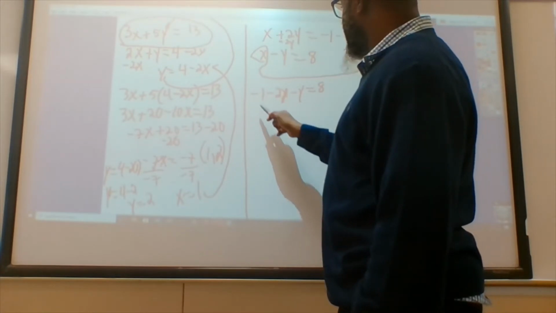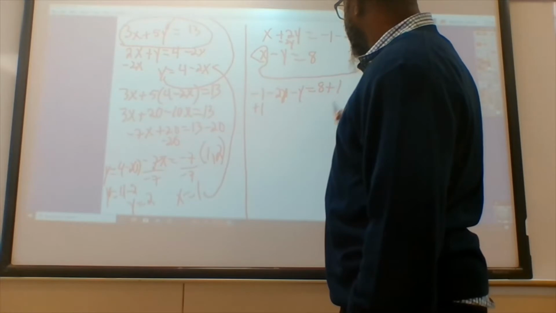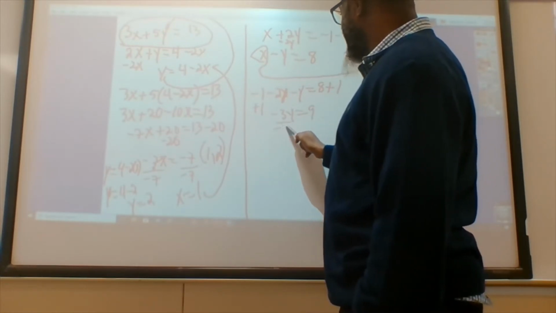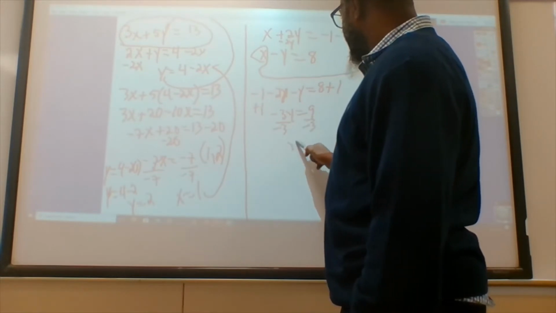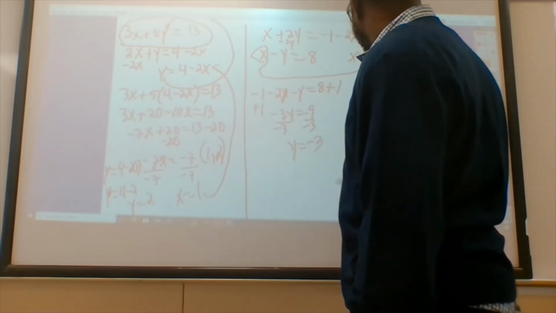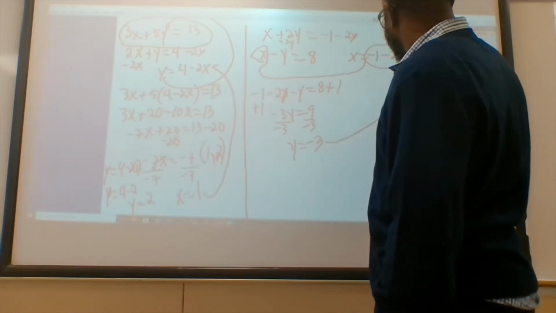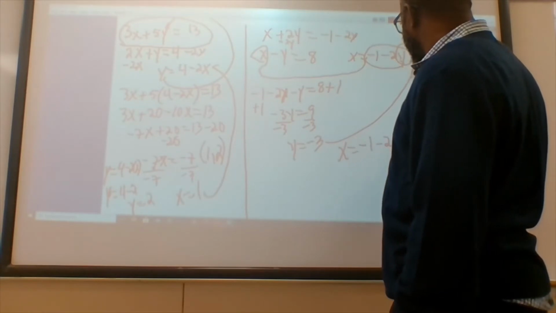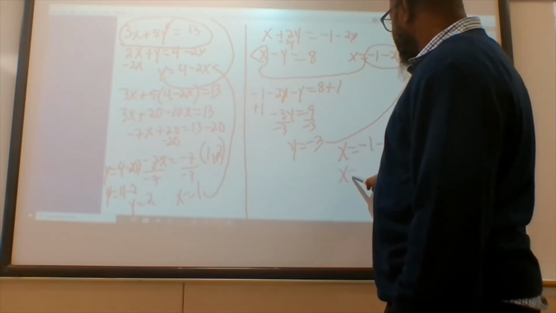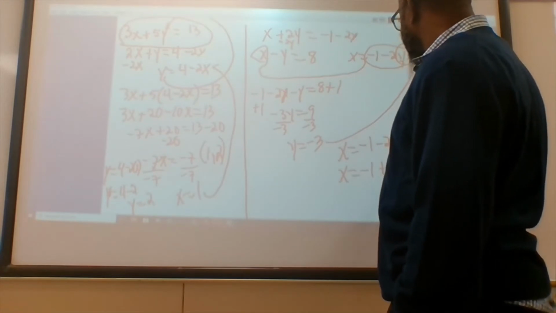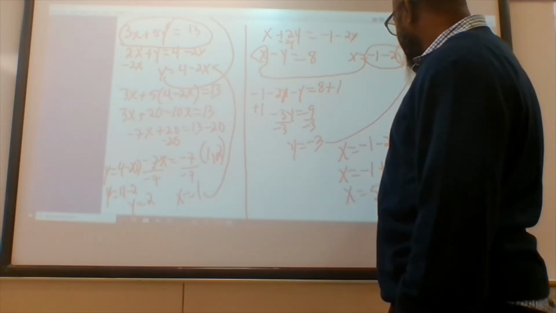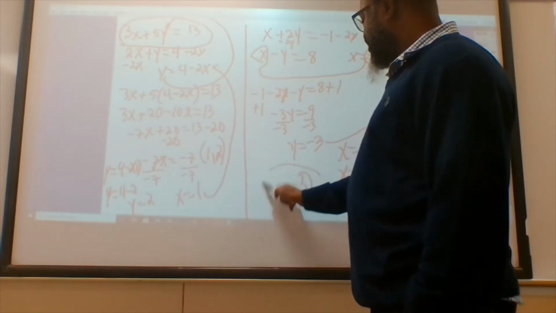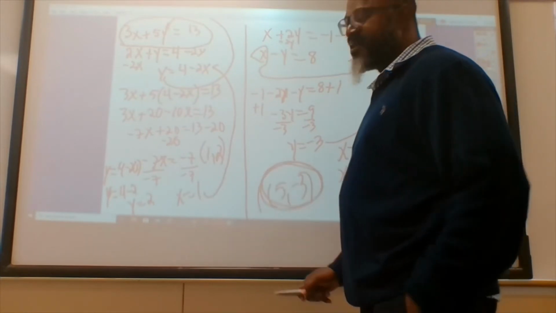Then I will have to add 1. I will have negative 3y is equal to 9, divided by negative 3. Then I will find y is negative 3. Then I can replace it here. Then I will have x equal negative 1 minus 2 times negative 3, and I will have x equal negative 1 plus 6. Then x is 5. My solution is 5, negative 3. This is the solution that will satisfy this system.